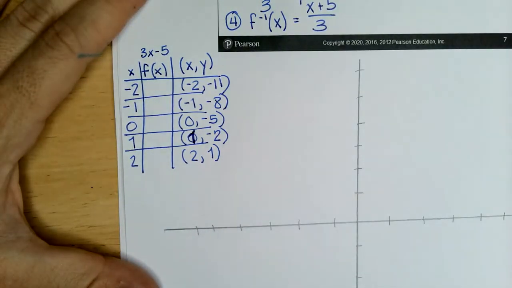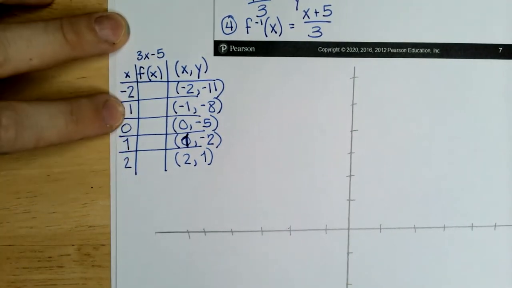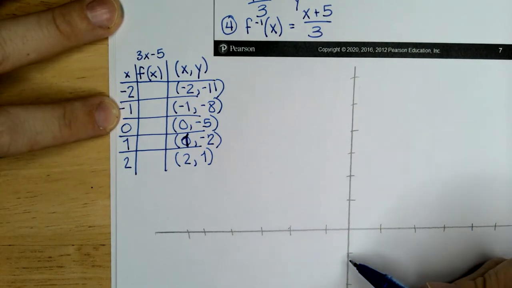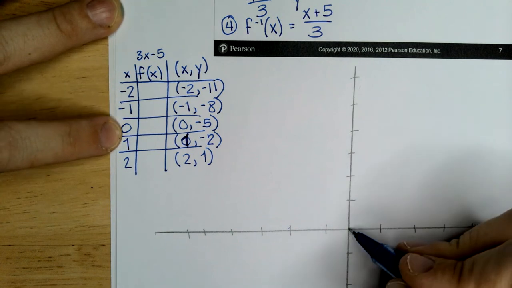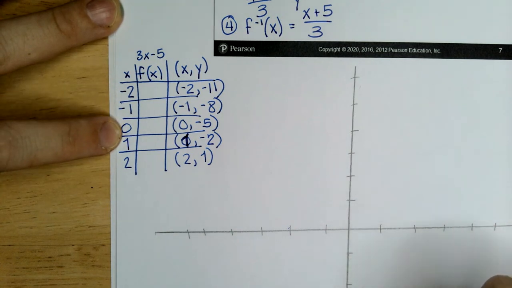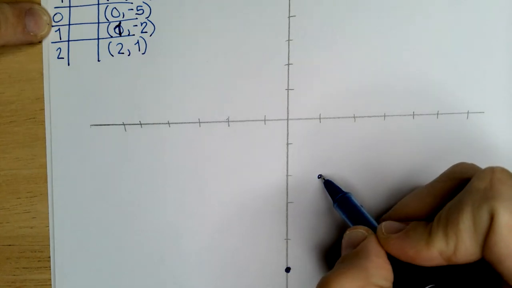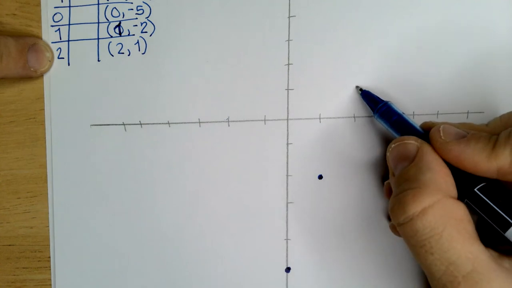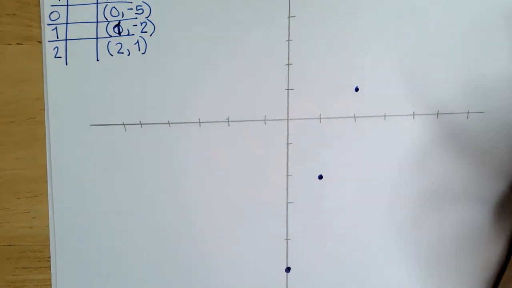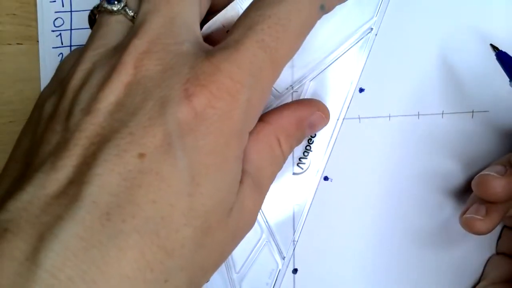So I can graph that. When x is -2, it's going to be -11, way down there. When it's -1, it'll be -8. It's also off my page. All right, when it's 0, it's going to be -5. 1, 2, 3, 4, 5. There we go, we got 1. When it's 1, it's going to be -2. When it's 2, it's going to be 1. All right, so here's my graph of f equals 3x minus 5.